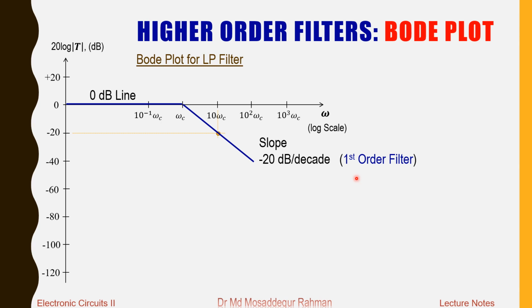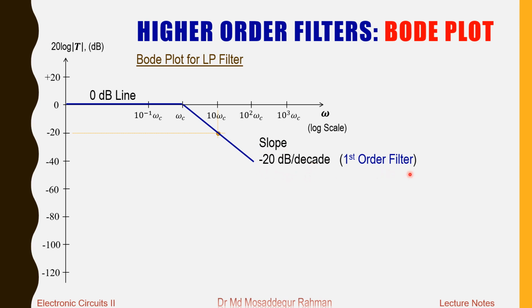Now what are the higher order filters? In the higher order filters, the gain falls at a higher rate. The higher is the order of the filter, the higher is the rate of fall. Like this is the first order filter. If it is a second order filter, the rate of fall will be twice as much. It will be 40 decibel per decade.